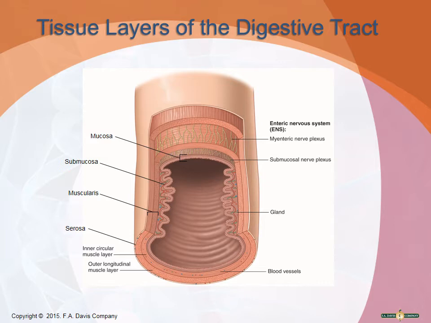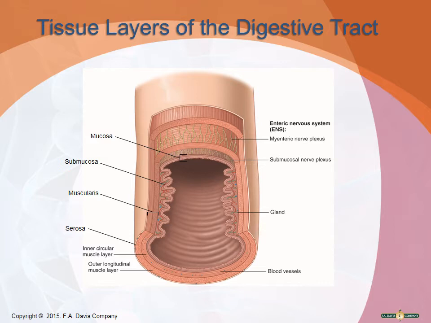The outermost layer is the serosa, and this is what covers the GI tract. The only difference in the tissue layers in the digestive tract is at the esophagus and at the rectum. So instead of it being called serosa, it's adventitia as the outermost layer.